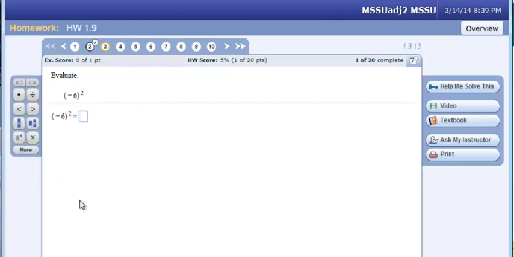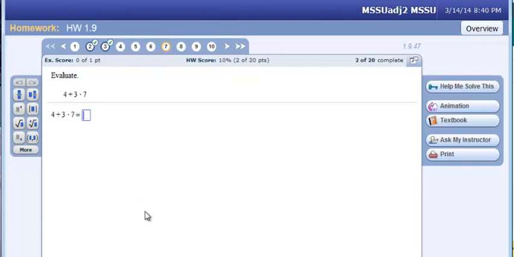Here's the other form of this problem. This is the one with the parentheses. So the parentheses indicate that you're going to use everything inside of here and you're going to raise it to that power. So the 2 tells us how many times you're taking that number times itself. So we have -6 times -6. Negative times a negative will give you a positive answer. 6 times 6 again is 36.